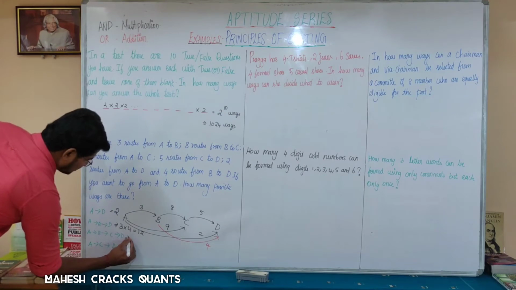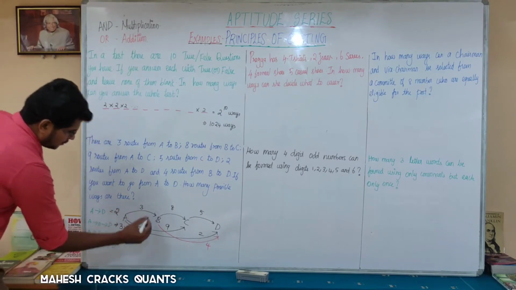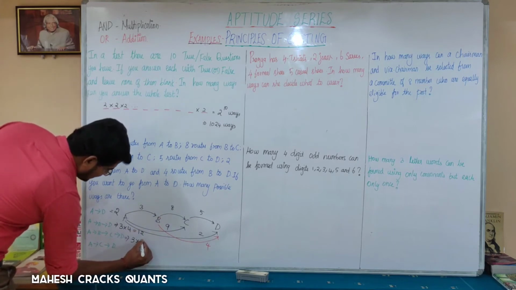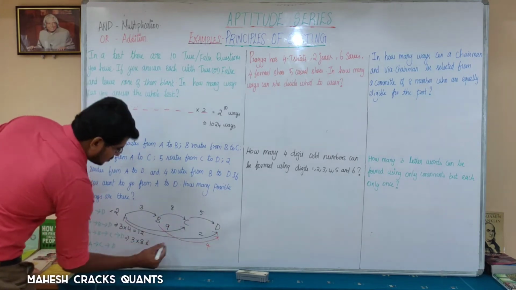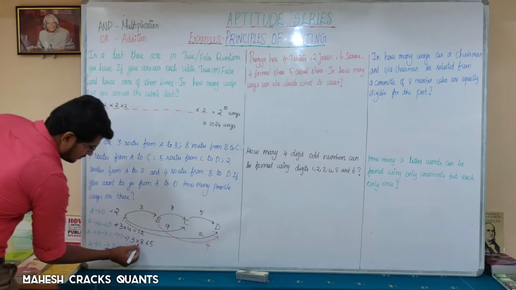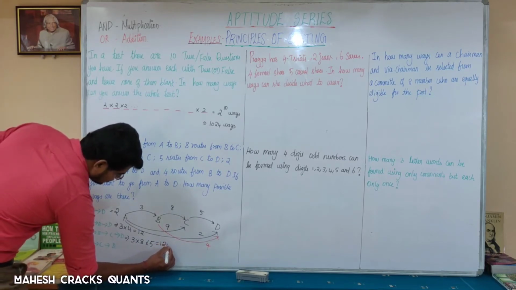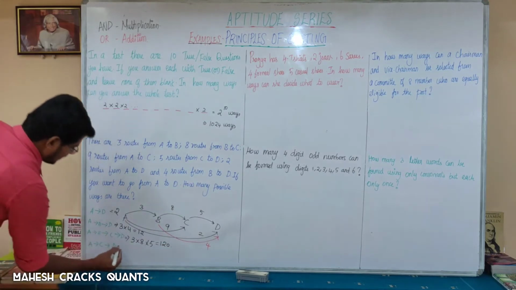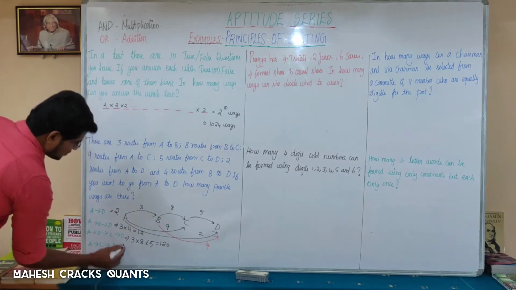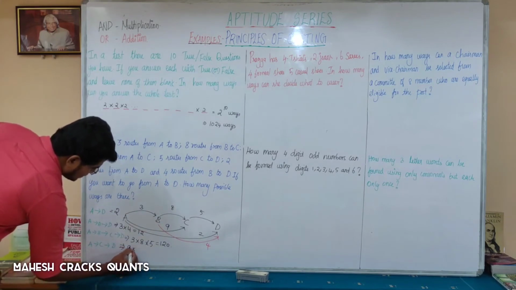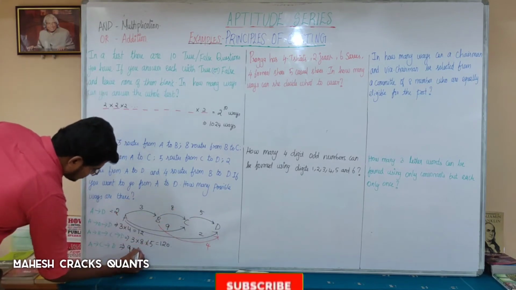After that, A to B to C to D. A to B is 3, B to C is 8, and C to D is 5. 8 into 5, 40, 40 into 3, 120. So 120 routes are there. Then the final choice, A to C: 9 routes, and C to D: 5 routes.